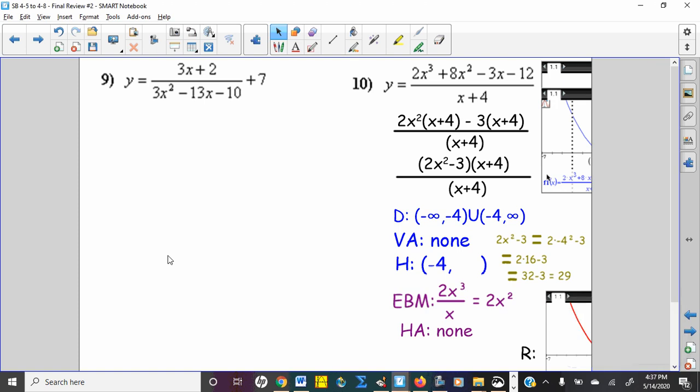All right, we are looking at problem number 10 from semester review 2. So we're technically on page 4.6. We're talking about a rational function. And the first thing I think you'll notice is that the top has 4 terms. So that eliminates most of the ways we know how to factor.